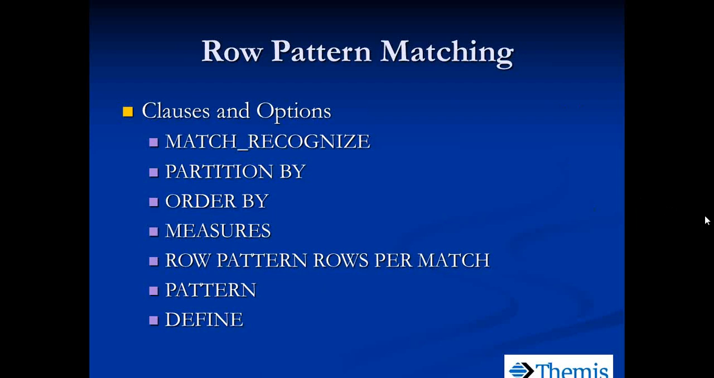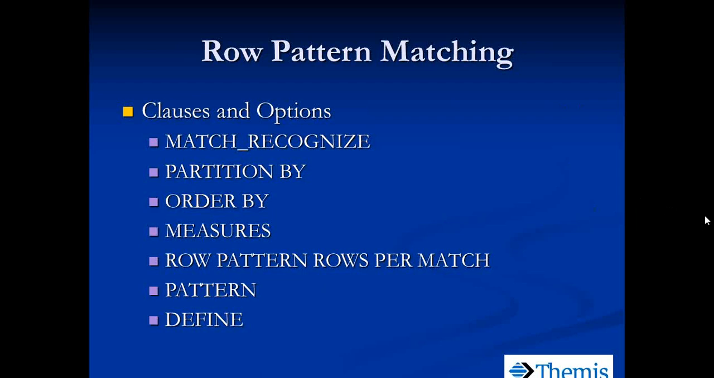Then we hit the measures clause, and this is where it starts to get a little bit more complex for us. The measures basically define for us the relationship between input and output. Our select statement, when we select from one or more tables, whatever that select statement is, that's the input into the row pattern matching. So whenever we do this, we have two things: input into the row pattern matching, and output from the row pattern matching.